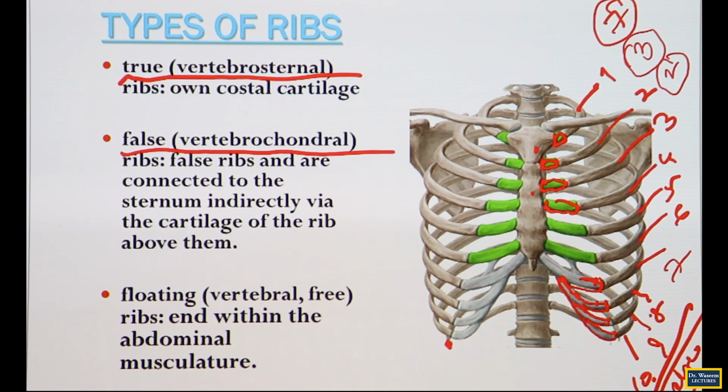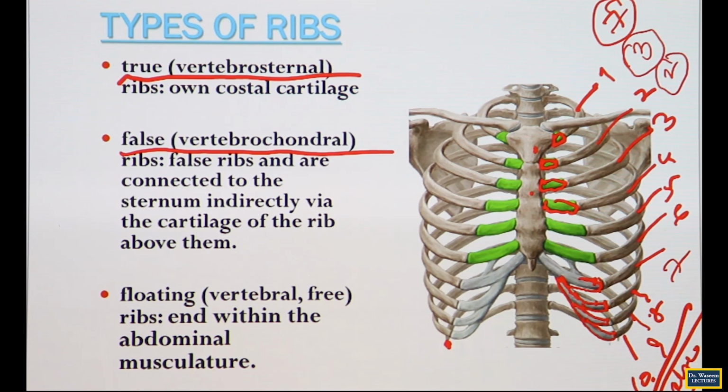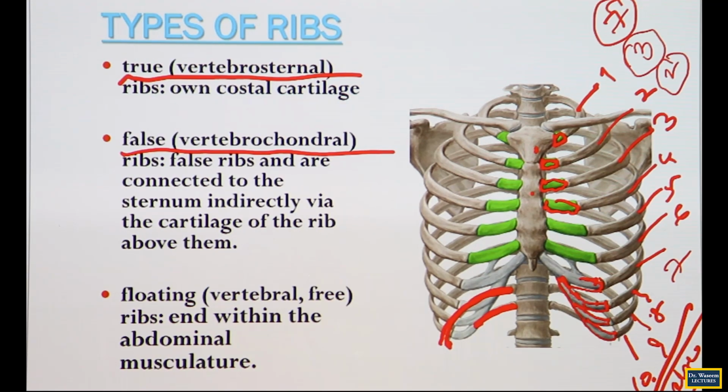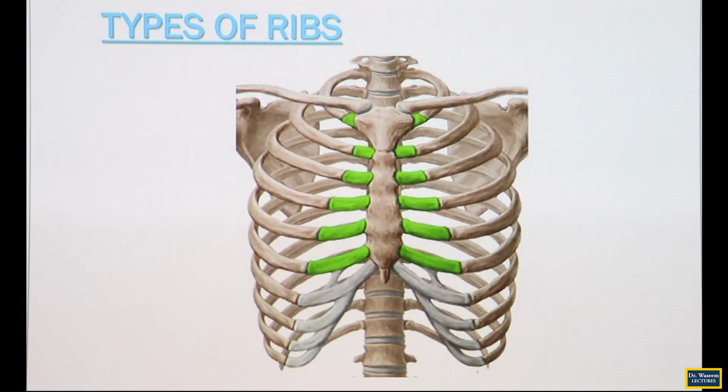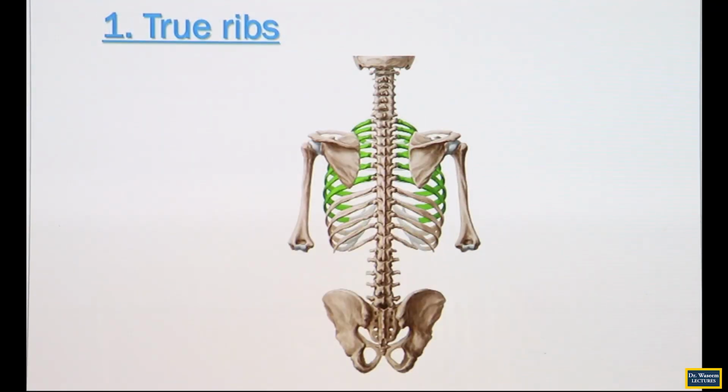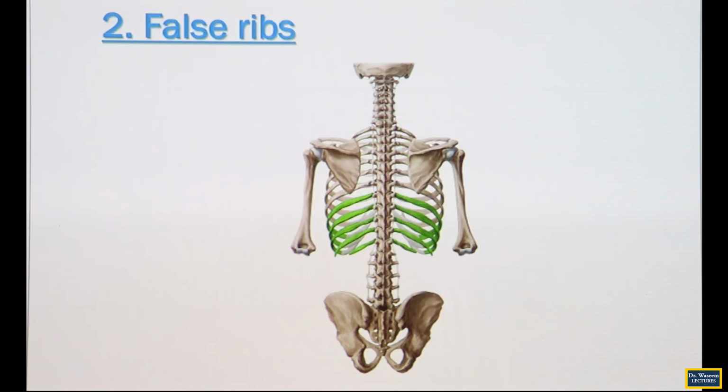So the floating ribs are the 11th rib and the 12th rib. This is the 12th rib and this was the 11th rib. These are called the floating ribs. So these are the 3 different types of ribs you have watched here. In this green color we have seen the 1st, 2nd, 3rd, 4, 5, 6, 7 true ribs, 8, 9, 10 false ribs, and the last 2, 11 and 12, the floating ribs.